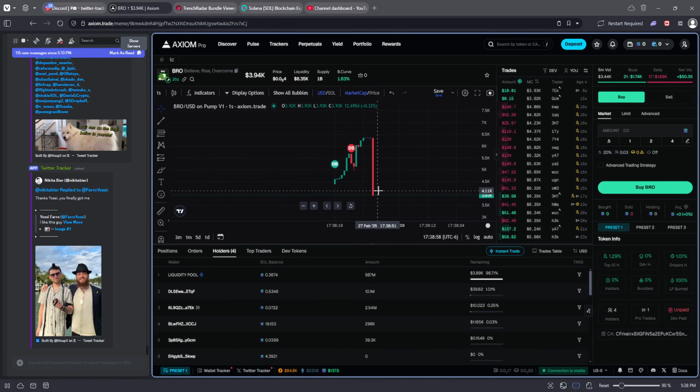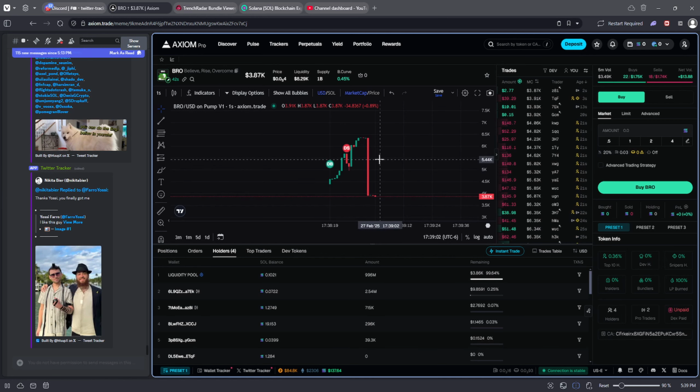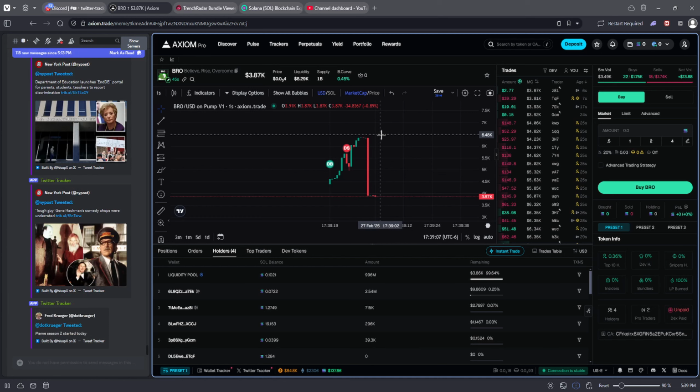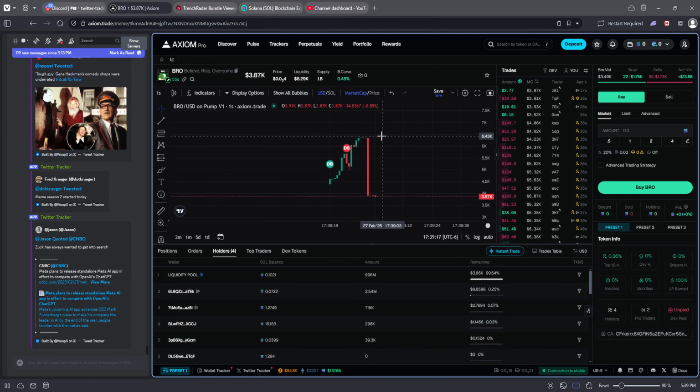That being said, let's say you bought 10 SOL worth here at 3.9k and it went to let's just say 6k or 6.5. You essentially would double your money. So you would buy at 10 SOL and then you'd sell 20 SOL worth here and you'd make 10 SOL profit. You would double your money or make 100%.